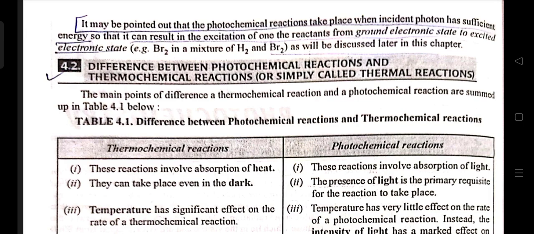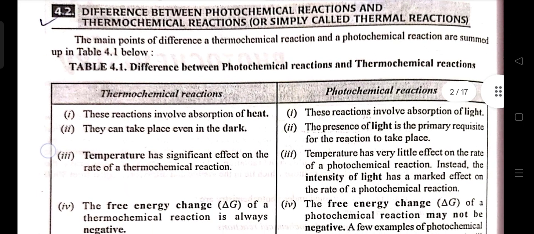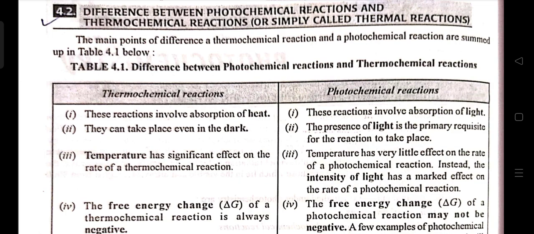Difference between photochemical reaction and thermochemical reaction, or simply called thermal reactions. The main points of difference between a thermochemical reaction and a photochemical reaction are summed up like this. First point: thermochemical reactions involve absorption of heat, but photochemical reactions involve absorption of light. Second point of difference: thermochemical reactions can take place even in the dark. Photochemical reactions take place in the presence of light.